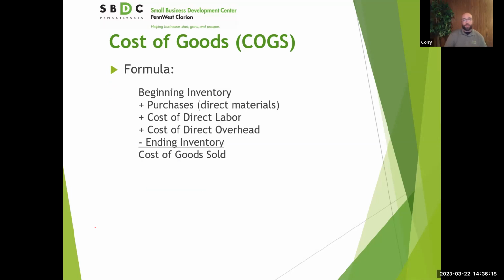So the formula for cost of goods sold, we talked about this earlier. You take your beginning inventory, you add your purchases like your direct materials. Also, if you're a manufacturer, you may add the cost of direct labor and the cost of direct overhead, and then subtract away your ending inventory, and that will give you your cost of goods sold.